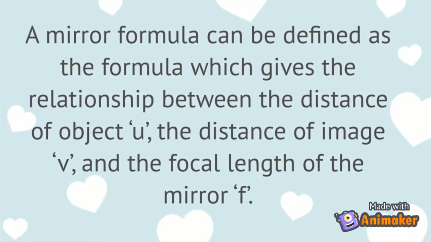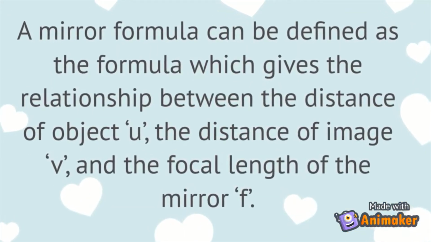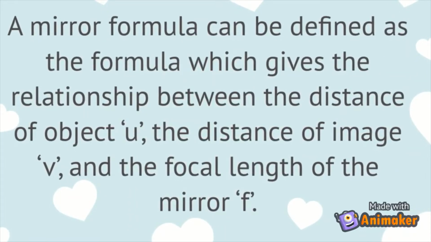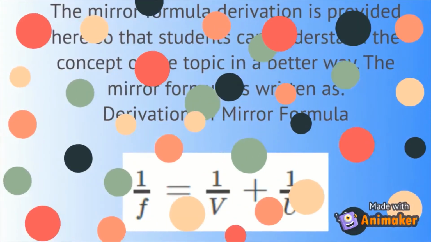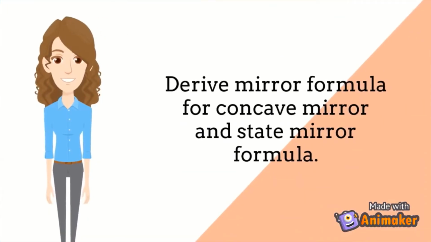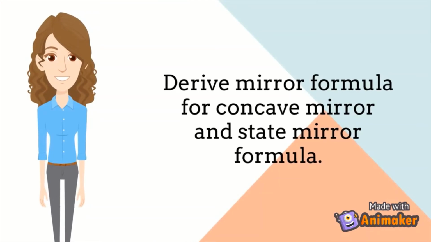A mirror formula can be defined as the formula which gives the relationship between the distance of the object U, the distance of the image V, and the focal length of the mirror F. The mirror formula derivation is provided here so that students can understand the concept of the topic. Derive the mirror formula for a concave mirror and state the mirror formula.